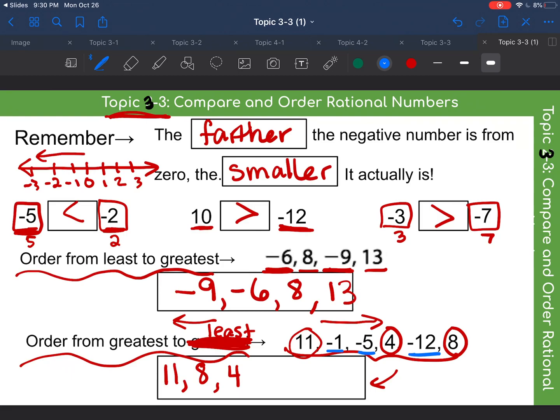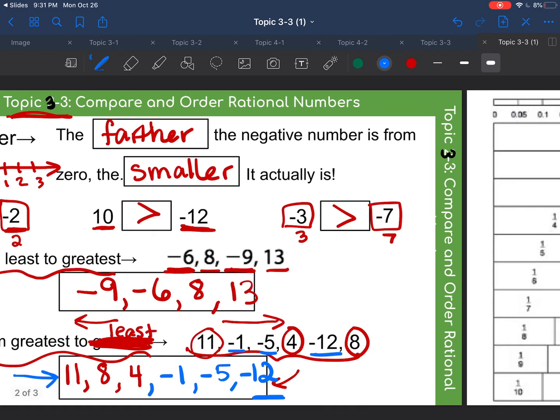So we're looking for the biggest negative number, meaning the negative number that is closest to 0. So out of -1, -5, and -12, what negative is closest to 0? -1 is closest to 0. So that's the biggest negative number. And then we have -5, and then we have -12. So this is our list labeled from greatest to least. Okay? And make sure in your notes, if you did this already, check to make sure that your list compares to mine.